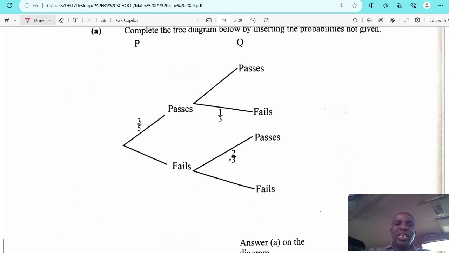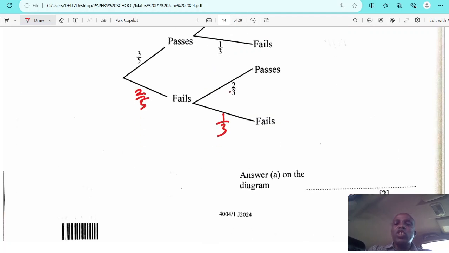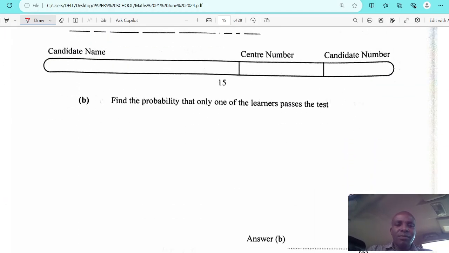Right, then they say complete this. It is a tree diagram. 3/5, right? Each pair of branches adds up to 1. So you just say 1 minus 3/5, you get 2/5 this side. On this part, 1 minus 1/3, you get 2/3 here. You get also 2/3, 1 minus 2/3, you get 1/3 here. That's what they do. These are three marks.